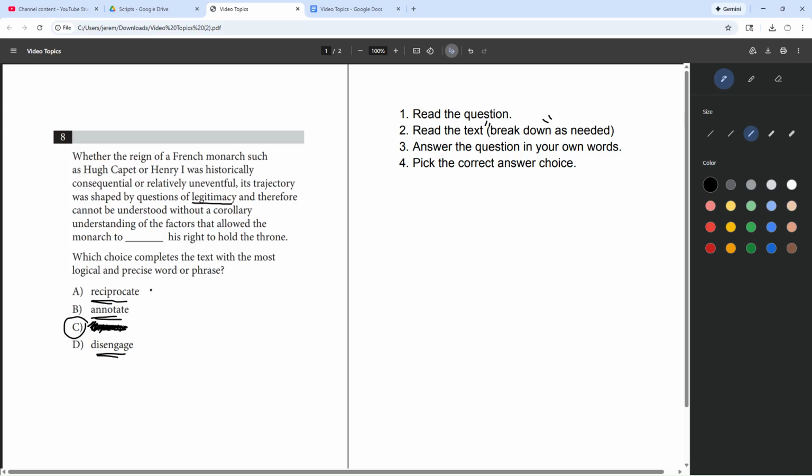Because if none of them perfectly match, without any doubt, doesn't matter that we don't know what the word means, without any doubt, we just pick the unknown word and we move on. And that will 100% of the time get you the right answer.